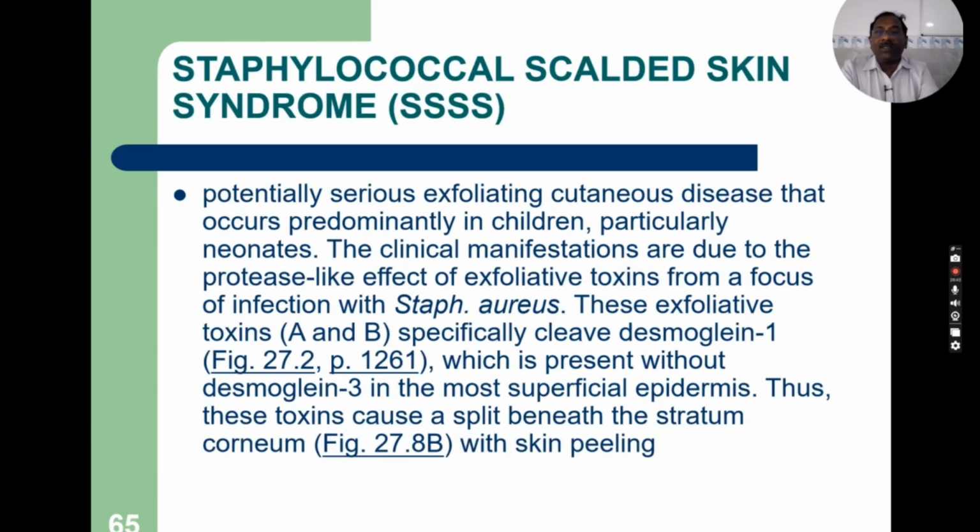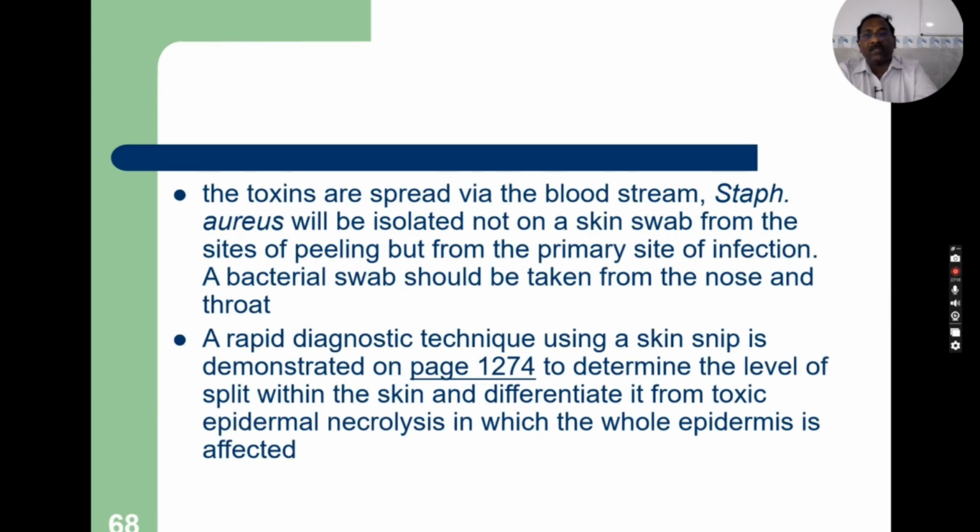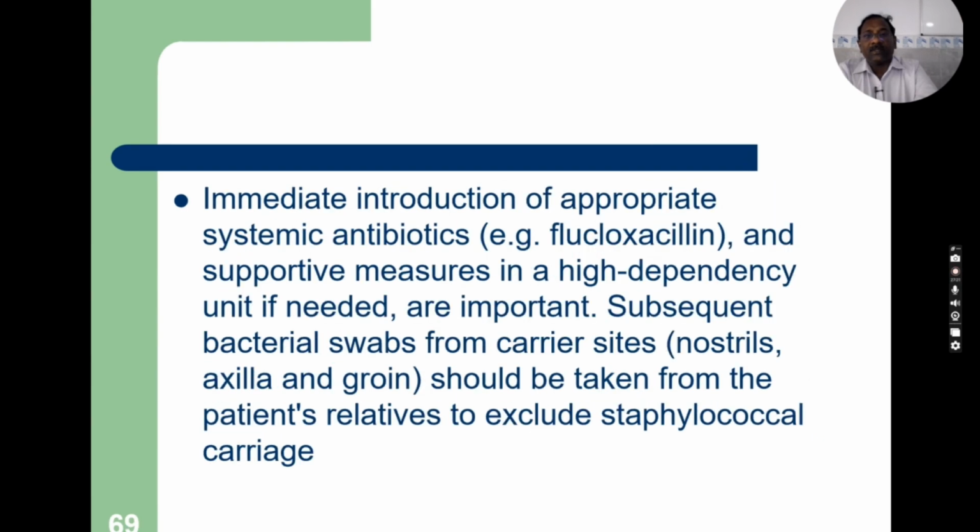So the 4S again. Here is a potentially serious exfoliating cutaneous disease, occurring predominantly in children, particularly neonates. Clinical manifestations are due to the protease-like effect of the exfoliative toxins from a focus of infection with Staph aureus. These exfoliative toxins A and B specifically cleave desmoglein 1, present without desmoglein 3, in the most superficial epidermis. These are mostly children's Staph aureus.